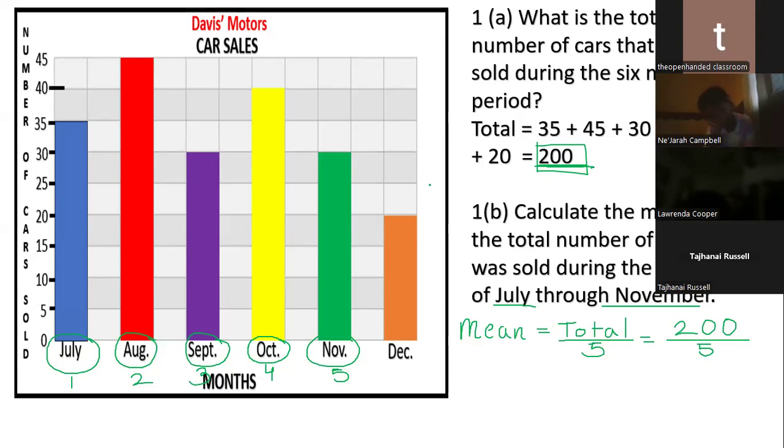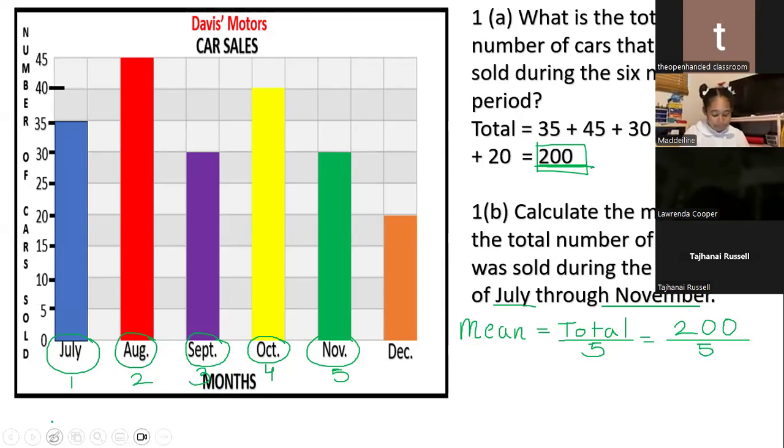So how many times does 5 go into 200 is the question. I got my answer. What you got? 40. 40 is the mean? Wow, that's surprising. So we have 5 into 200.